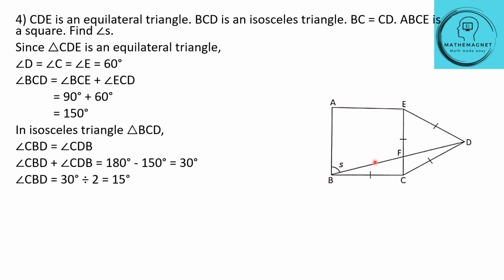Now this angle of square ABCE is supposed to be 90 degrees. In a square all the angles are equal to 90 degrees. Now we know part of it is 15 degrees. So angle S will be equal to 90 minus 15, that is ABC minus CBD. So that will be 90 minus 15, which is equal to 75. So angle S is equal to 75 degrees.